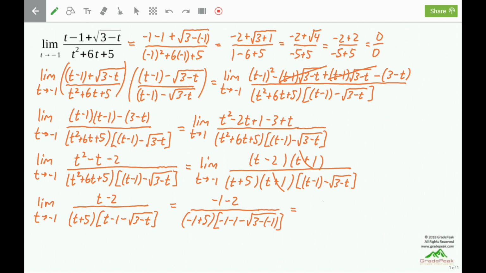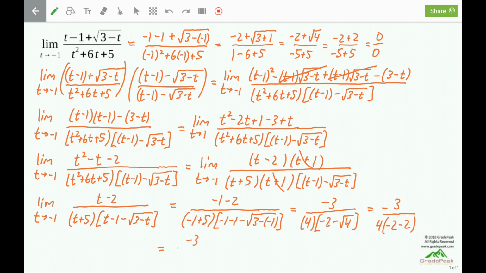In the numerator, -1 minus 2 is a -3. In the denominator, -1 plus 5 is a 4. -1 minus 1 is a -2, minus the square root of 3 minus a -1, which is 3 plus 1, which will be a 4. So we will have a -3 divided by a 4 times a -2 minus the square root of 4, which is a 2.